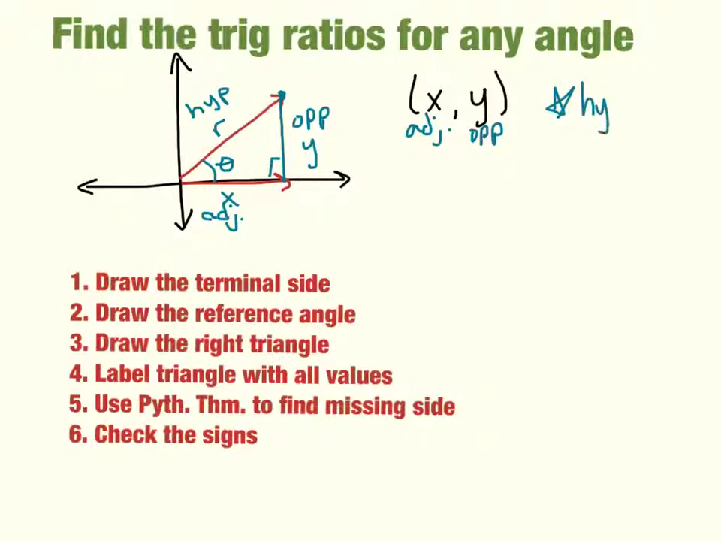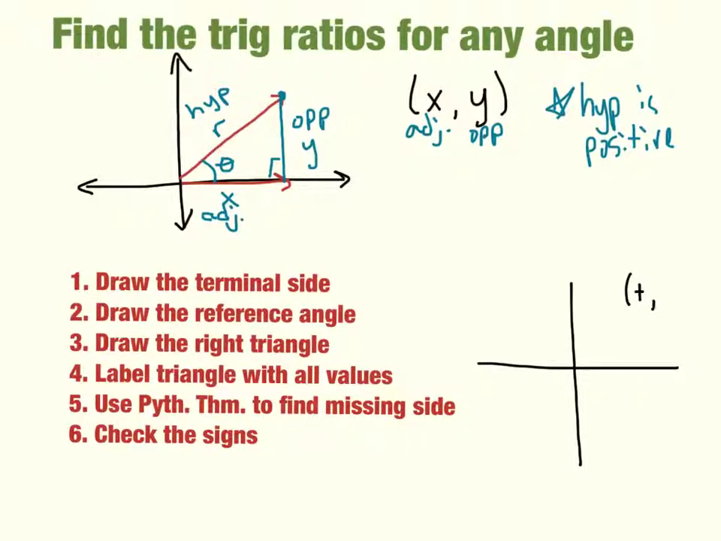The hypotenuse is going to be positive all the time. All right, and then that last part where I say check the signs, that's just referring to the x and y axis. Right, so quadrant 1, 2, 3, 4. If I'm in quadrant 1, I have a positive x and a positive y. Quadrant 2, you have a negative x and a positive y. 3 would be negative, negative. And 4, you have a positive x and a negative y.